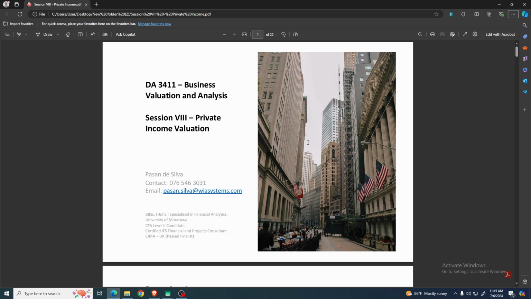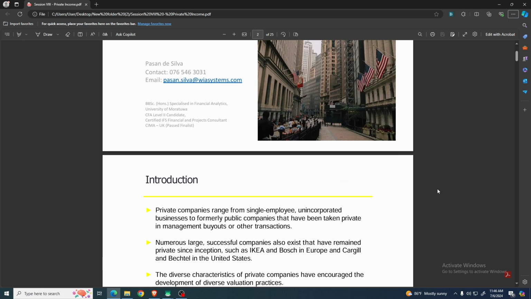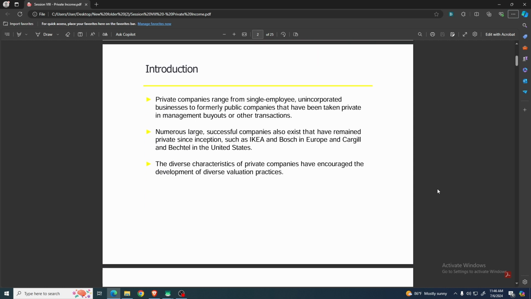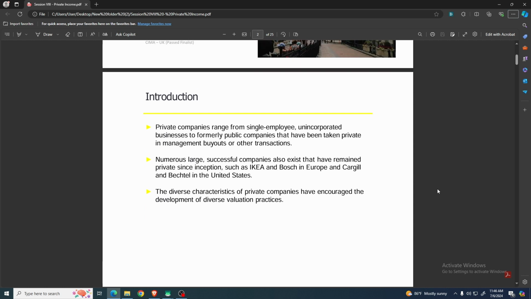So, we are going to explore the unique characteristics of private companies and understand how these attributes influence their valuation. Private companies are incredibly diverse. They range from small single employee ventures to large multinational enterprises. This diversity itself necessitates a variety of valuation practices tailored to each type of business, and that is going to be our starting point for today's lecture. So, the diversity of private companies.